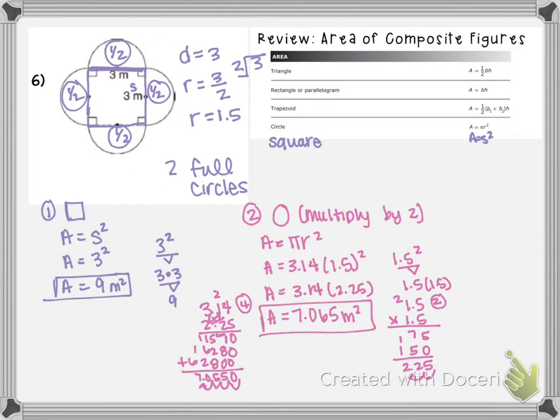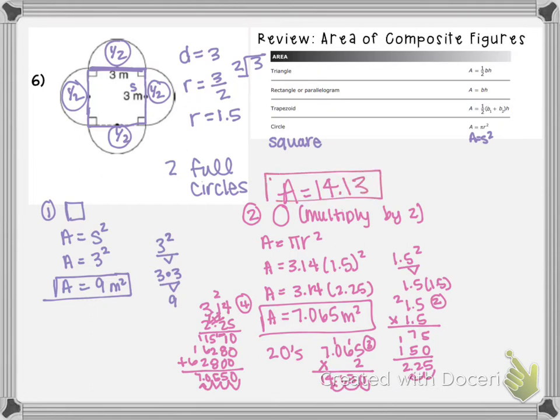One circle. So for 2 circles, we need to take 7.065 and double it, right? Times 2. 5 times 2 is 10. 6 times 2 is 12 plus 1 is 13. That's 0 plus 1 is 1, and that's 14. 3 numbers to the right of the decimal. 1, 2, 3. Okay, so for here, we have area equals 14.13. Writing that big so we can see that.